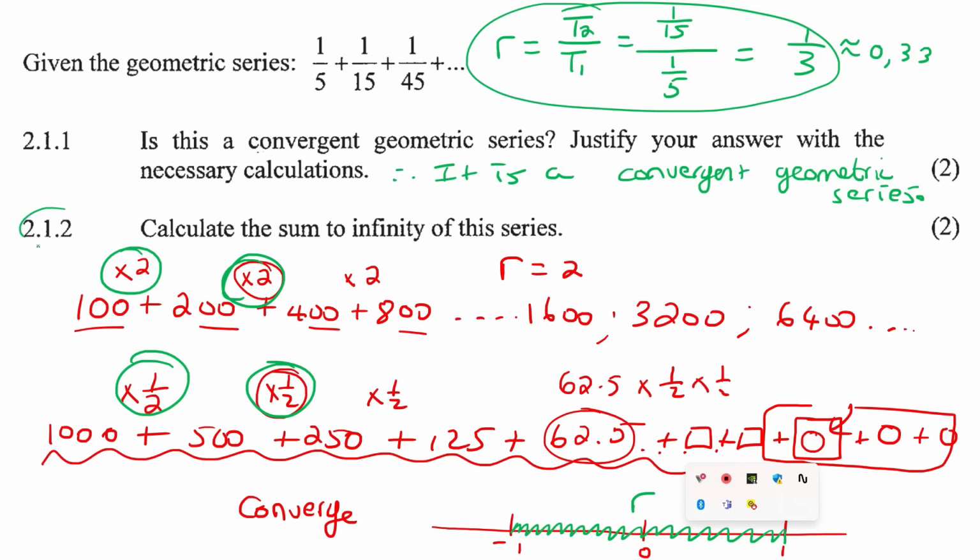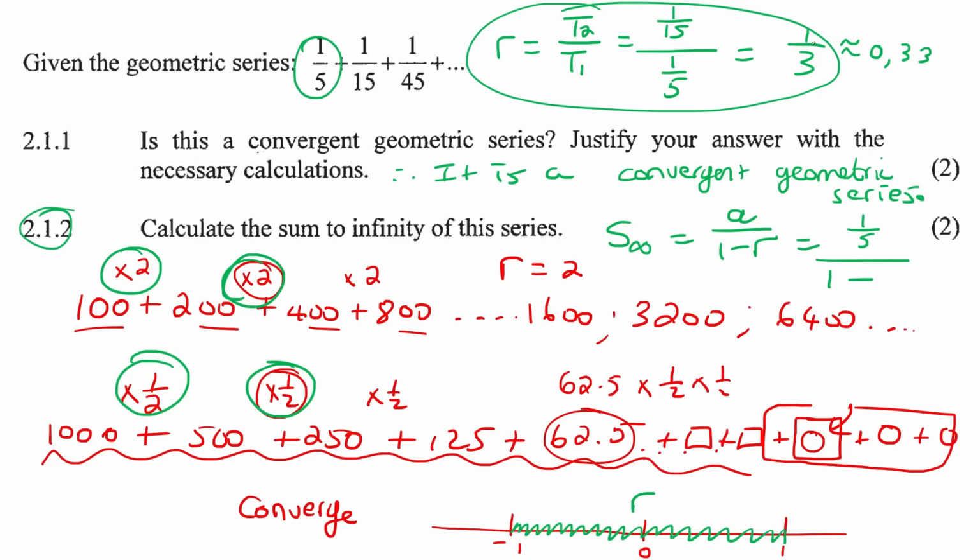This next question says, calculate the sum to infinity. Very easy. There's a formula for that. Sum to infinity equals a over 1 minus r. And so a is term 1, which is 1 over 5. r, we've just calculated as 1 over 3. Go ahead, type that in, and that'll give you 3 over 10.